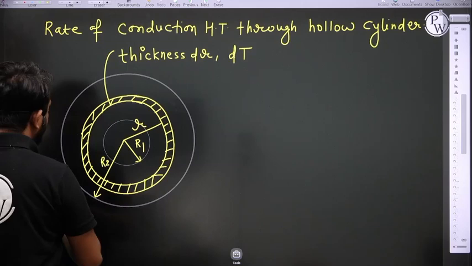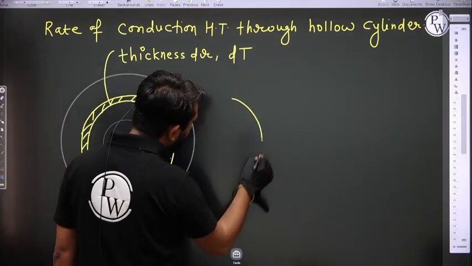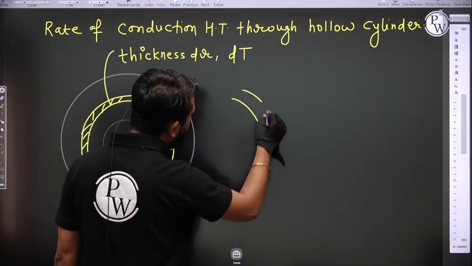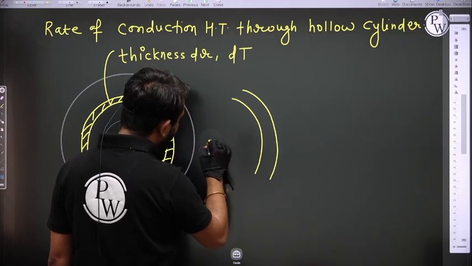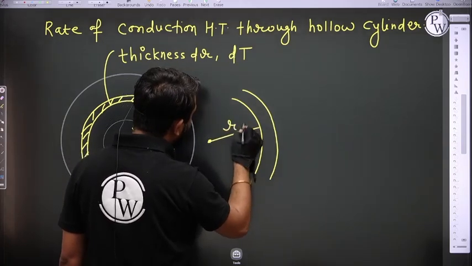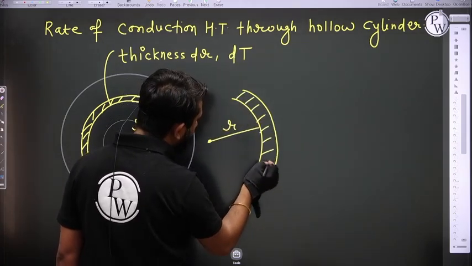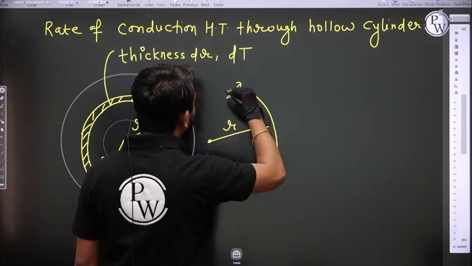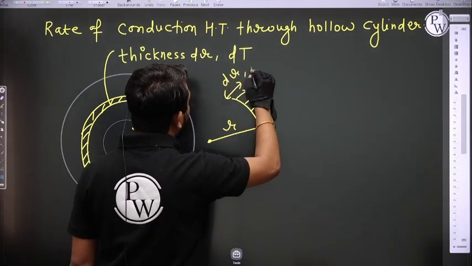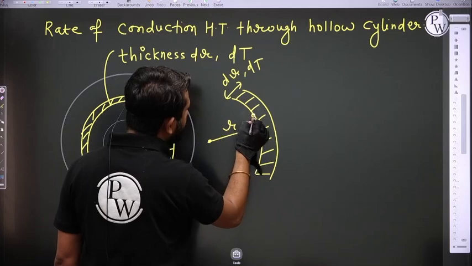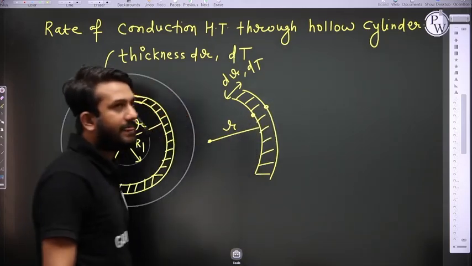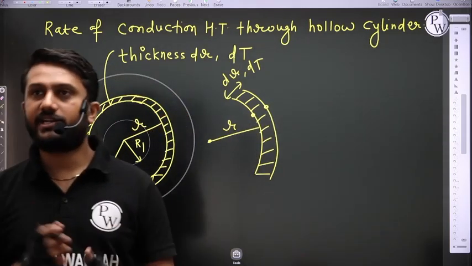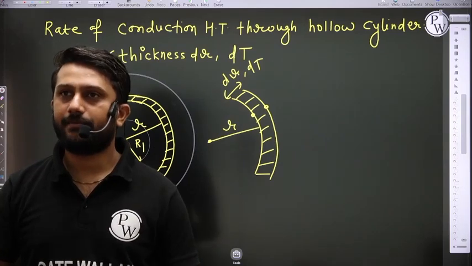Right? That means, if you see here, this is a small element, this is the center, radial distance r, and the thickness is dr. And here the temperature is T plus dT. Here the temperature is T. So what is the temperature difference? The temperature difference is dT, right?